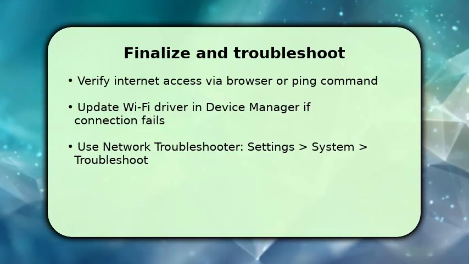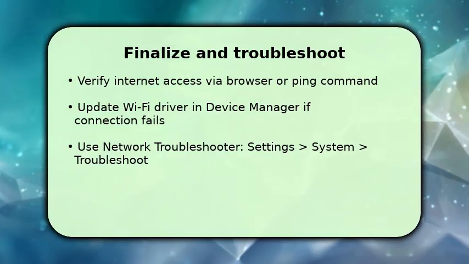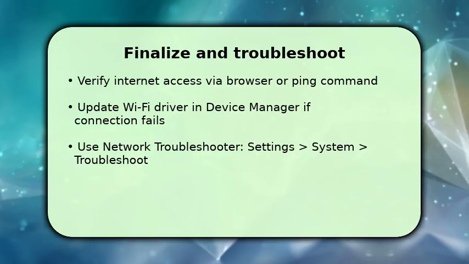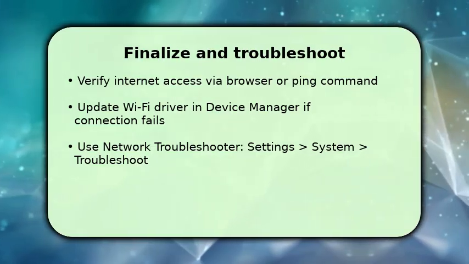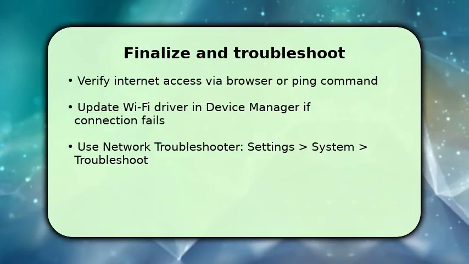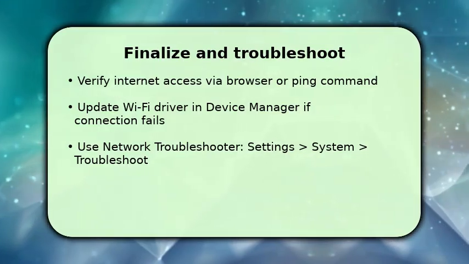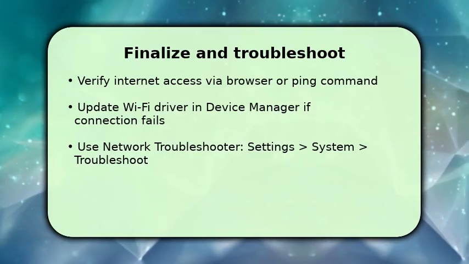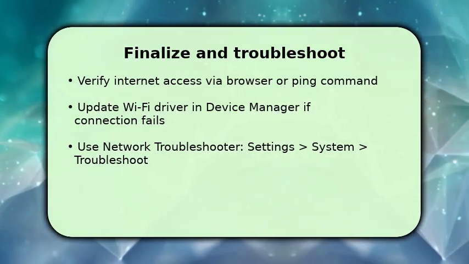Make sure Windows Update and the Wi-Fi driver are current. Update drivers via Device Manager if needed. If the connection fails, run Settings, System, Troubleshoot, Other troubleshooters, and use Network Adapter Troubleshooter. This often fixes common DHCP issues.